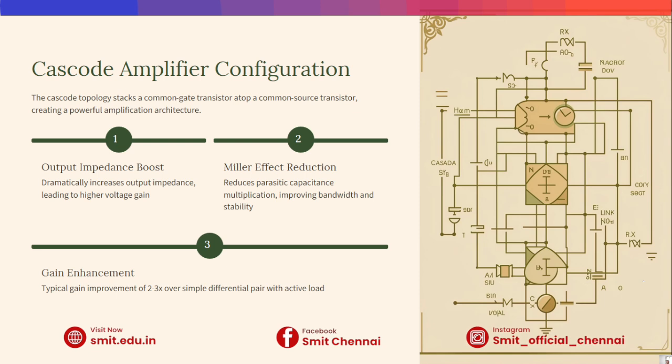Now the cascode configuration. Cascode amplifier. This topology stacks a common gate transistor on top of a common source transistor. What are the benefits? First, it boosts output impedance, which increases voltage gain. Second, it reduces the Miller effect, improving bandwidth and stability. And third, it enhances gain, typically 2 to 3 times higher than a simple differential pair with active load.